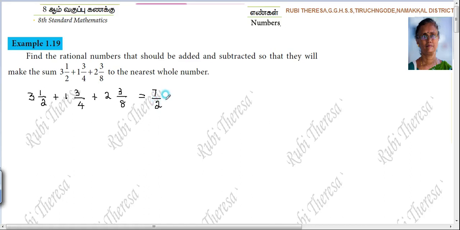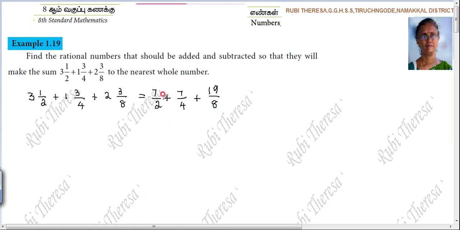7 by 2. Plus 1 3 by 4. 1 4 is 4. 4 plus 3, 7. 7 by 4. Plus 2 8s are 16. 1 8 is 8. 2 8s are 16. 16 plus 3. Very good. 19. 19 by 8.